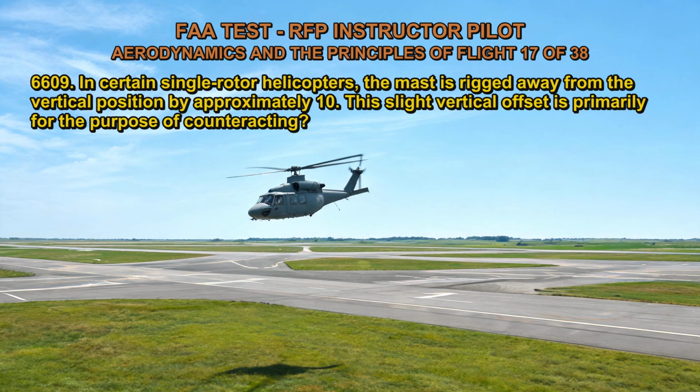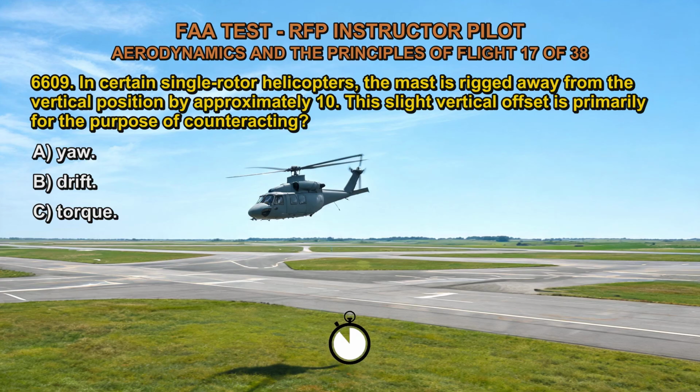6609. In certain single-rotor helicopters, the mast is rigged away from the vertical position by approximately 10 degrees. This slight vertical offset is primarily for the purpose of counteracting: A. Yaw, B. Drift, C. Torque. The correct answer is B.